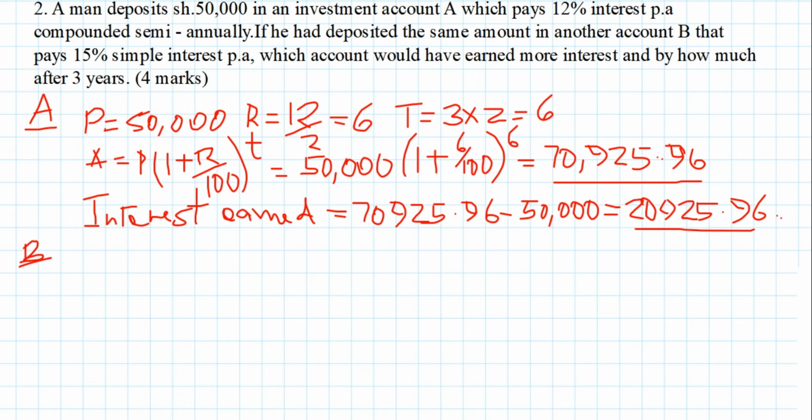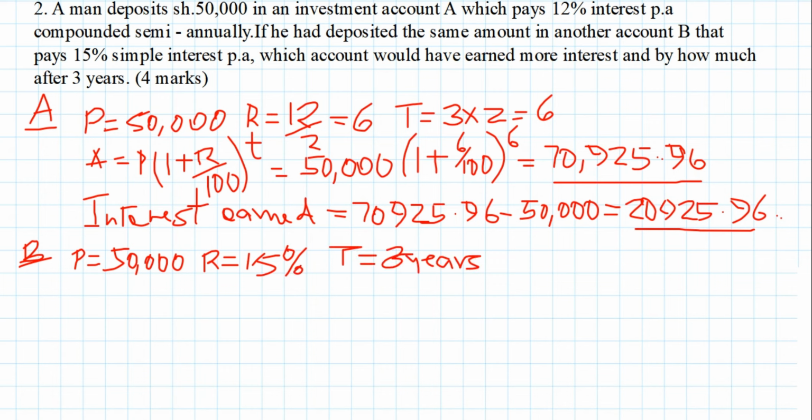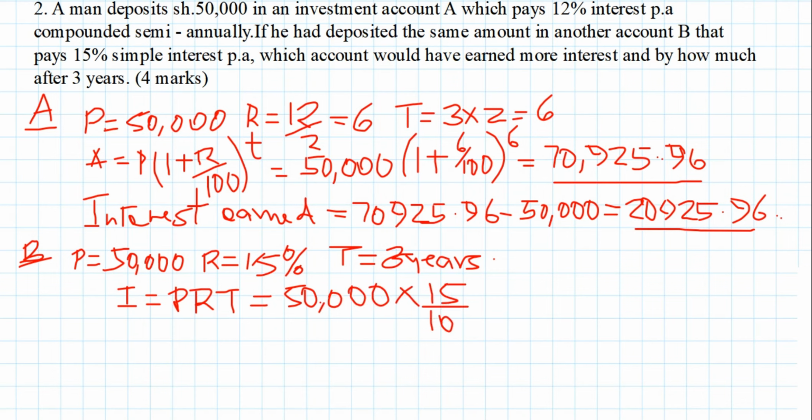Then we go to account B. For account B, the principal still remains 50,000. Then the rate is the 15% per annum, and our time is the 3 years. And now we find the interest using the simple interest formula. So we know simple interest is given by the principal multiplied by the rate and then multiplied by the time. So here we substitute 50,000 multiplied by the rate, 15 all over 100, and then multiplied by the 3 years. And when we work out that, we are going to obtain that our interest is now 22,500.